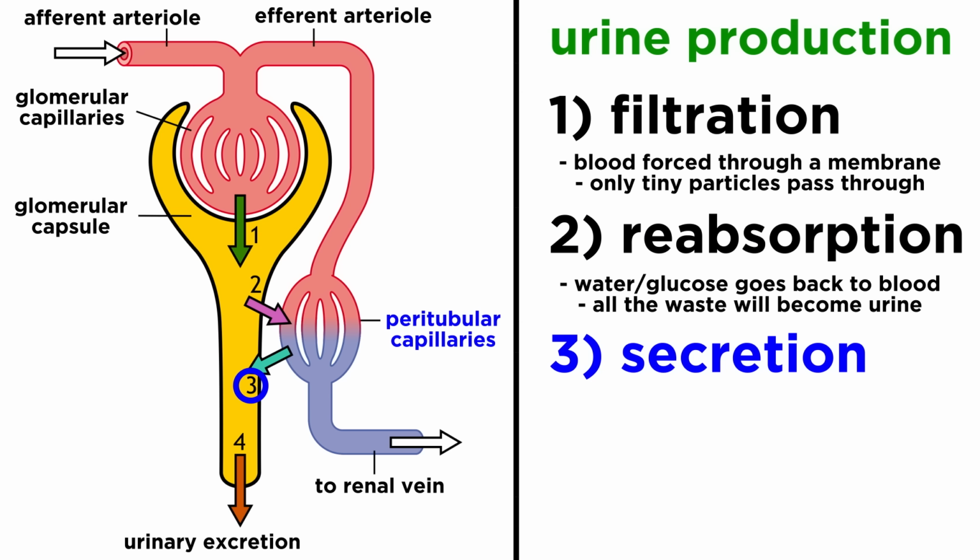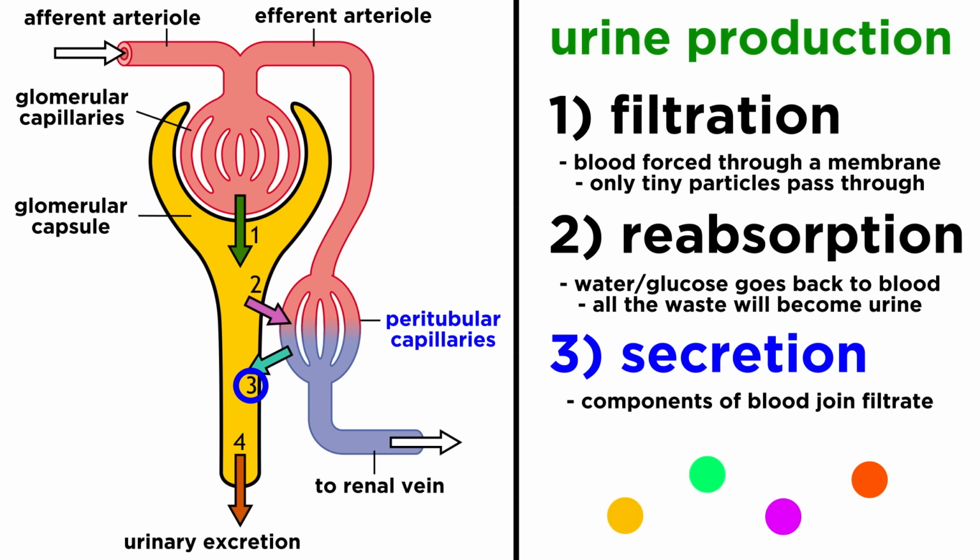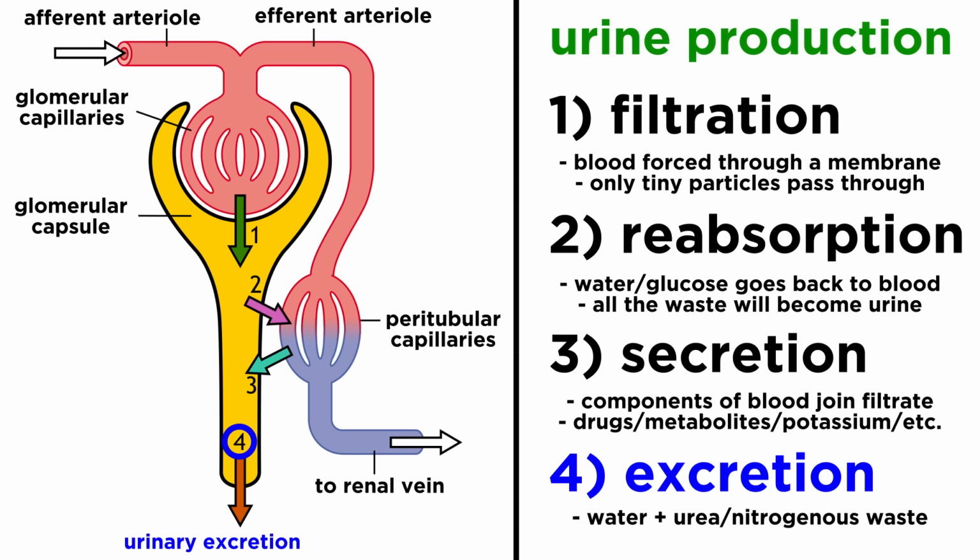The third step is tubular secretion. This is the opposite of tubular reabsorption in that some substances from blood make their way to the filtrate, like drugs and metabolites bound to proteins, excess potassium, and more. So urine will be a combination of substances that were filtered and substances that were secreted. In the end, urine is almost entirely water, but contains lots of urea, which is the result of the breakdown of amino acids, as well as other nitrogenous wastes like uric acid and creatinine. There are also various ionic solutes like sodium, potassium, phosphate, and sulfate.